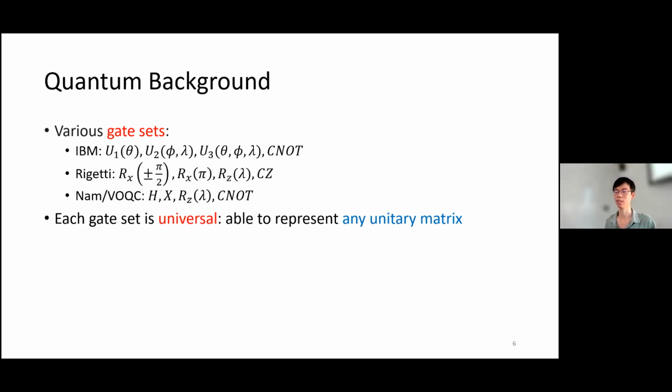But if a given case is very well structured, for example, you are given a U2 gate and you want to represent it in another gate set, these are already well studied. So they need just a constant number of gates.